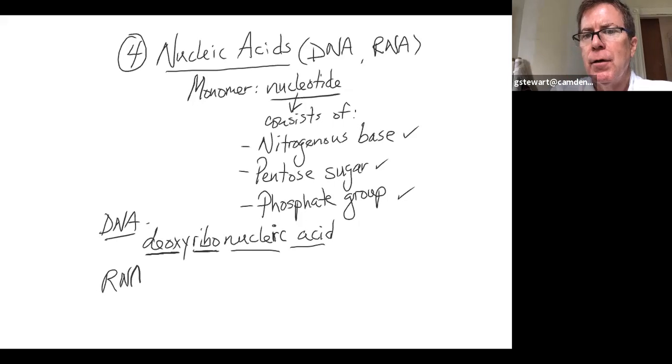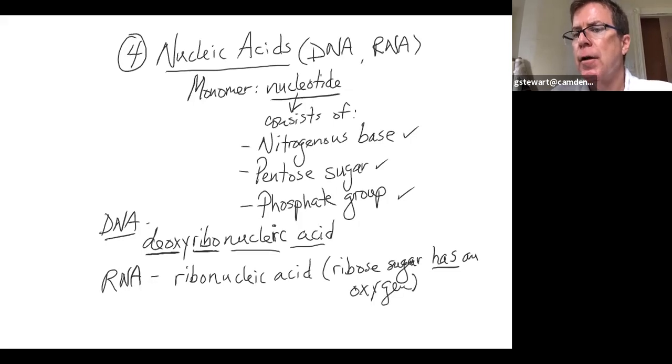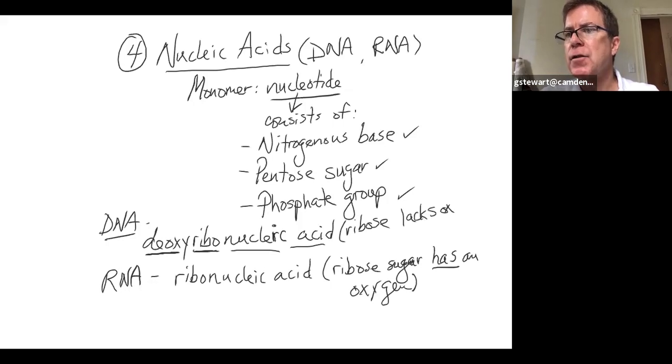RNA is similar, but we leave off deoxy, so it stands for ribonucleic acid. And so it's ribose sugar, I'm going to write this out, is oxygenated. It has an oxygen incorporated into it. Deoxy, the ribose, I'm going to say lacks the oxygen molecule.